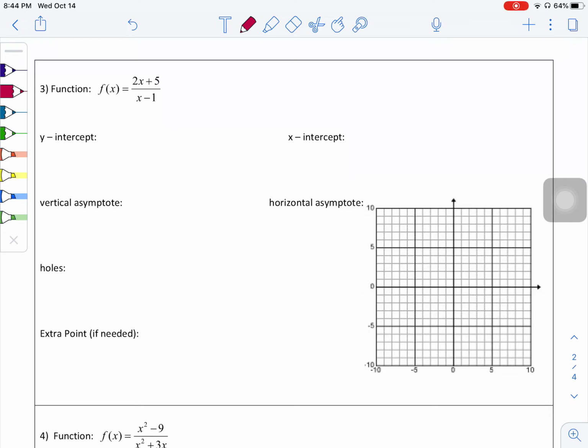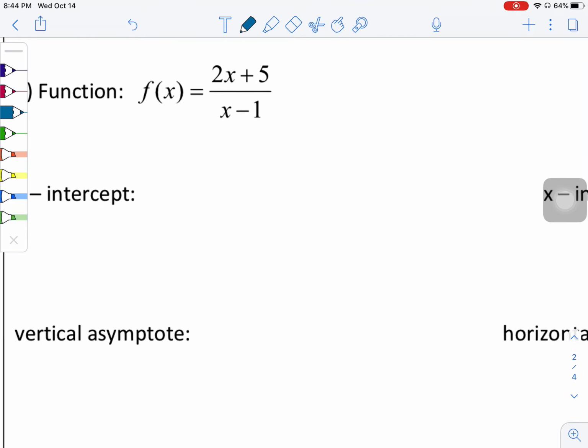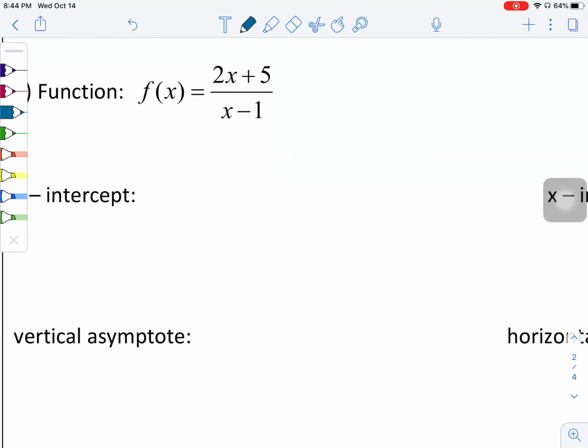Okay, this is problem number 3 of the rational functions graph. Let's jump right into it. I want to see if I can factor and cancel. Immediately looking at this problem, I know I can't, so I'm going to leave it as is.